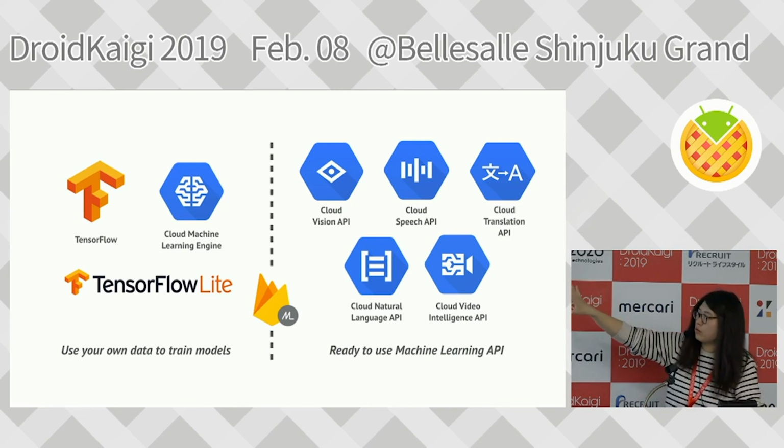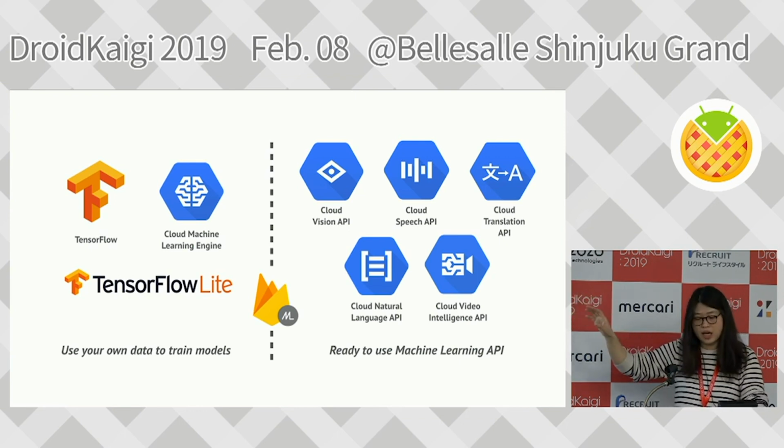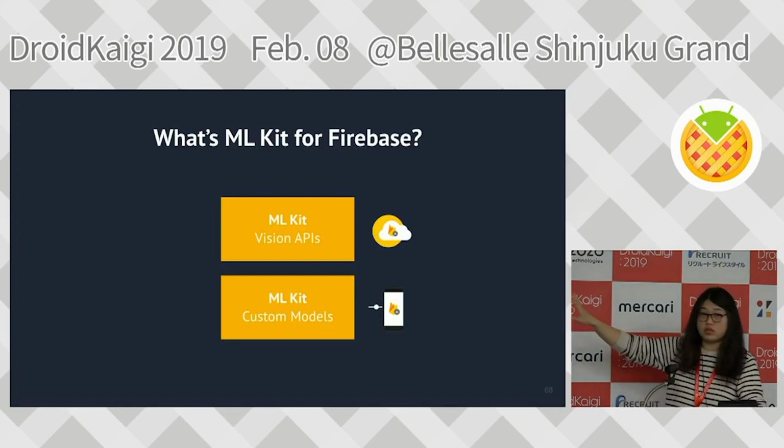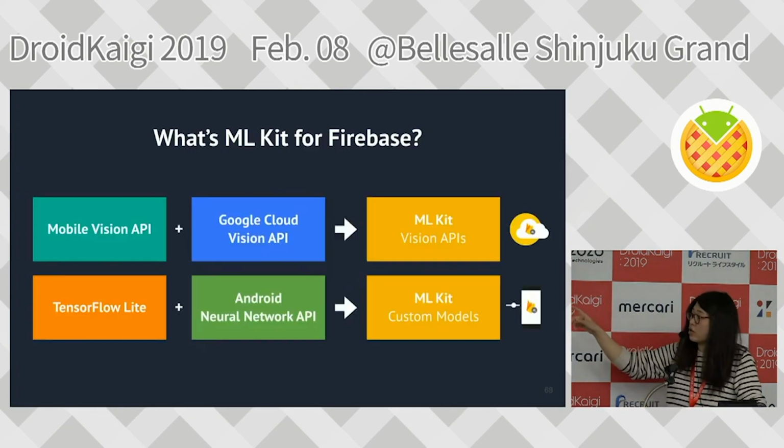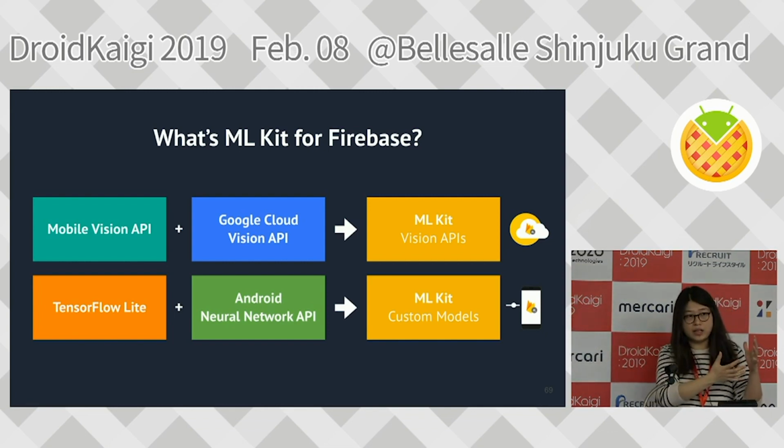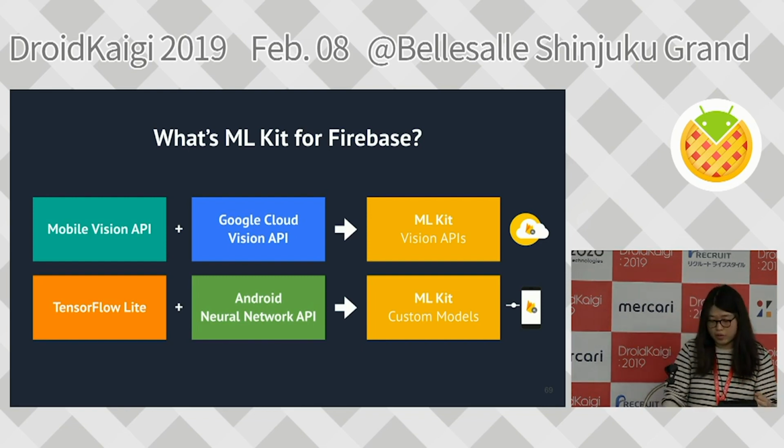There is a part of Google's products that are ready to use, all those APIs. And Firebase ML Kit is kind of between the both, because they have a part which is vision APIs, and then another part is custom models. So the vision API actually regroups the mobile vision API and the Google Cloud Vision API. And the custom model actually is a custom wrapper of TensorFlow Lite, which is an optimized version for mobiles, and with Android, the neural network APIs.